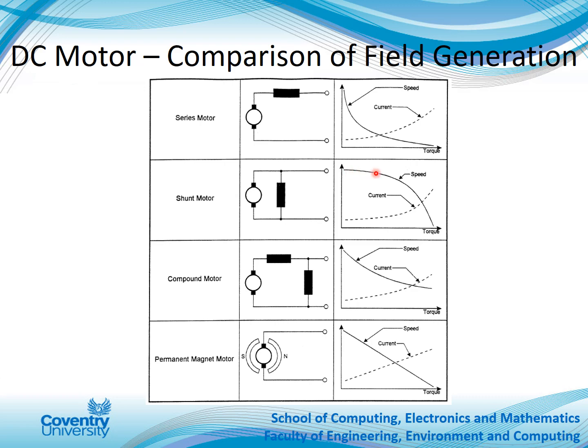For a shunt motor, it's this configuration here. So speed stays fairly constant until a certain point when it starts to decrease quite rapidly, and the current follows a similar trend as it did for the series motor. Again, for the compound motor, the current follows a very similar format, except this time the speed doesn't drop as much with the torque, and for the permanent magnet motor, it's pretty much a linear characteristic. So the current increases linearly with torque, and the speed decreases linearly as torque increases.